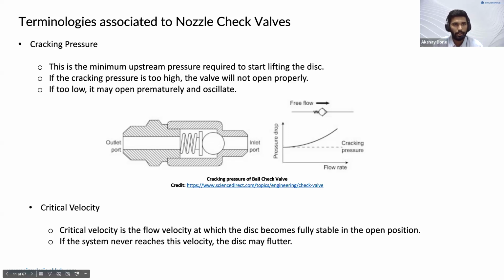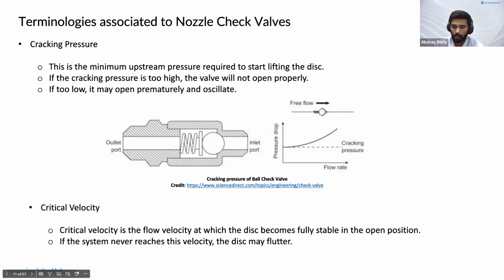So it's pretty straightforward. If the cracking pressure is too high, the valve will not open properly, and if it's too low, it will open at a lower pressure and it will oscillate and give rise to chatter and all of the other things. So the spring becomes a very important, critical component while designing your nozzle check valves. Critical velocity is one of the parameters for nozzle check valves, which is again very critical and essential.